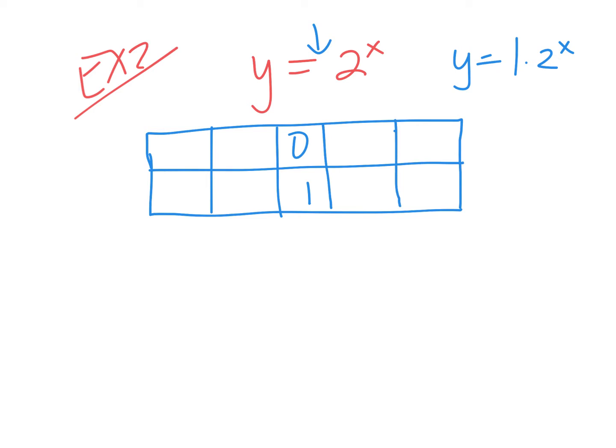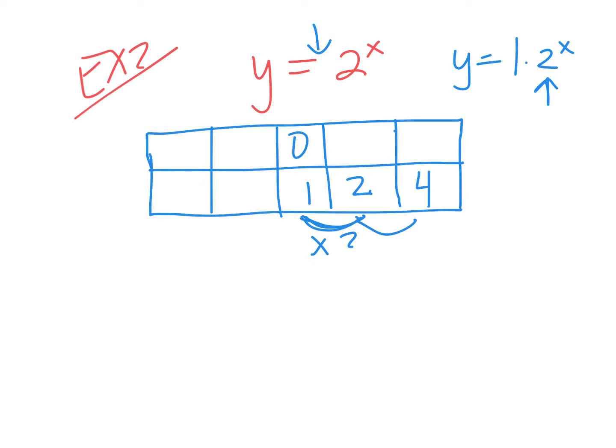So what do we know about our pattern? What's this pattern here? Times what? Times 1? No, not times 1. Oh, my bad. Times 2. Yes, times 2. So 1 times 2 is 2, right? So 2 times 2 would be 4.